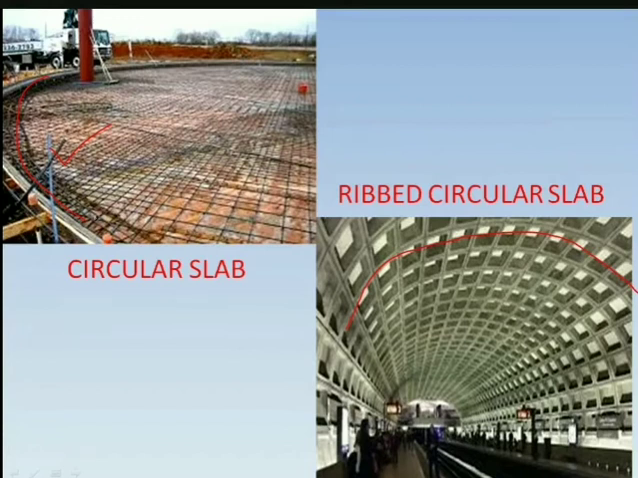Most of the elevated water tanks which we see are circular, and the design of a circular slab is very similar to that of a flat slab or your regular slab. But some more stresses are induced because of the curvature. So this is the example of your grid slab or circular slab. These were the images of different types of slab.